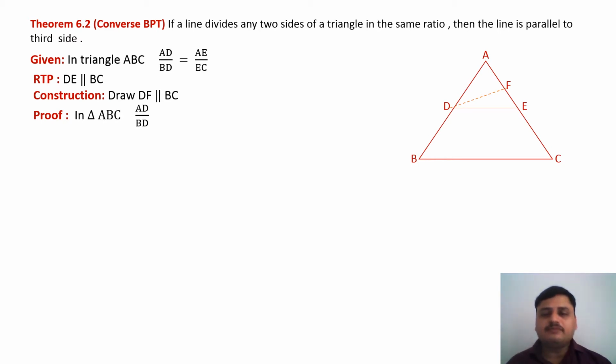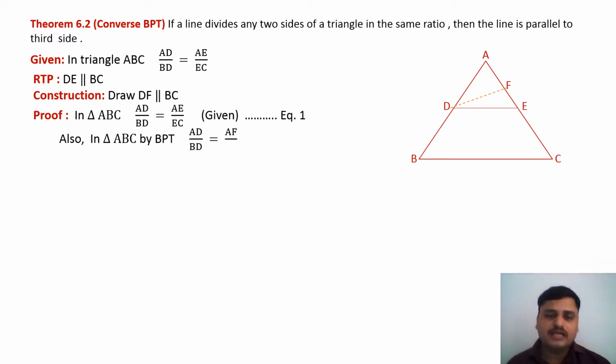Now in triangle ABC, it is clearly given AD by BD is equal to AE by EC. Assume this as equation number 1, which is given. Now also by construction in triangle ABC, DF is parallel to BC, so we will use BPT: AD by BD is equal to AF by FC. Assume this as equation number 2, and this is the parallel one.